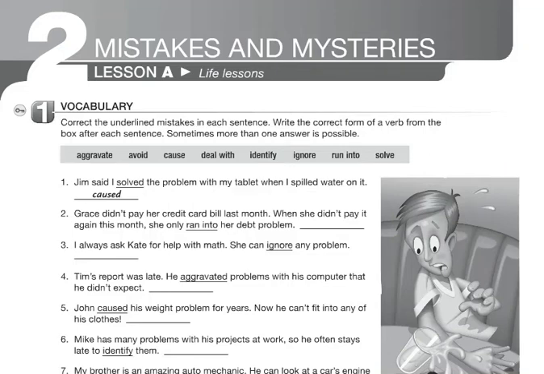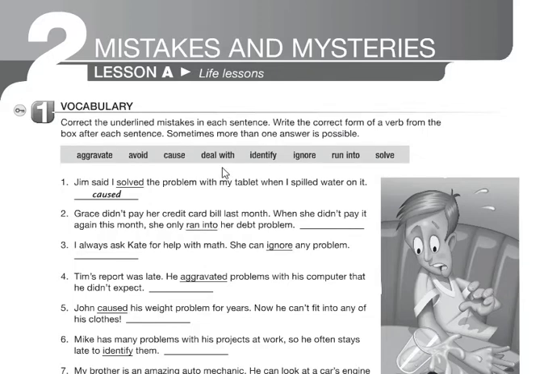Hello everyone, we will continue with Mistakes and Mysteries, Lesson A, Life Lessons, and we're going to work with vocabulary. As you can see, we have the words aggravate, avoid, cast, deal with, identify, ignore, run into, and solve. We have to write a correct form of a verb from the box after each sentence.